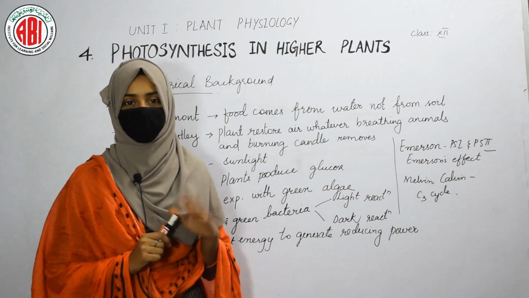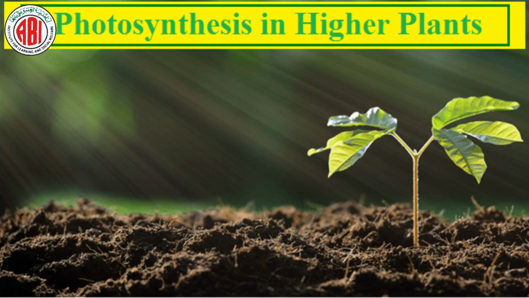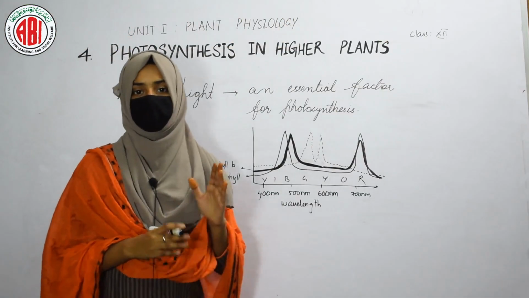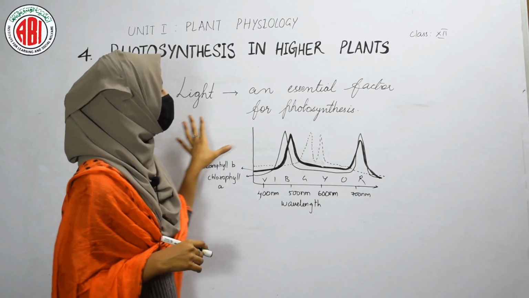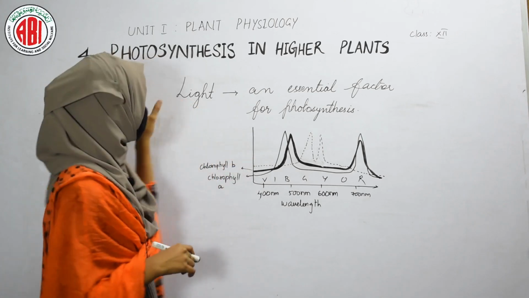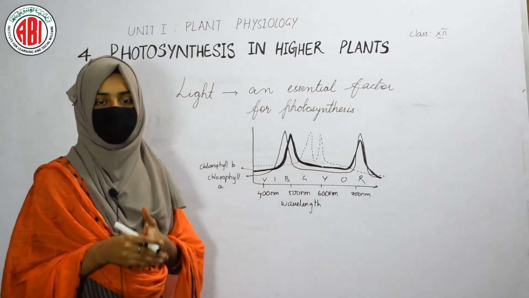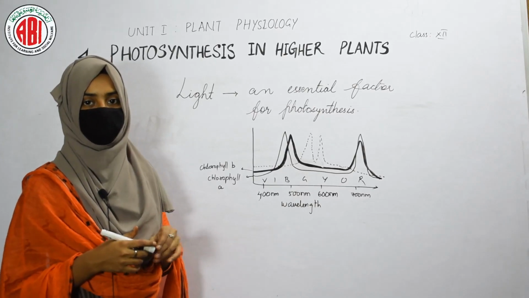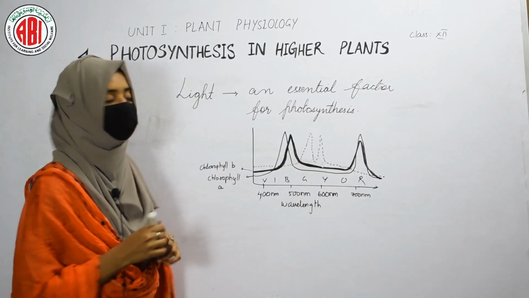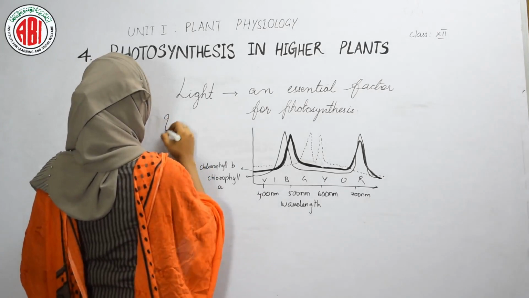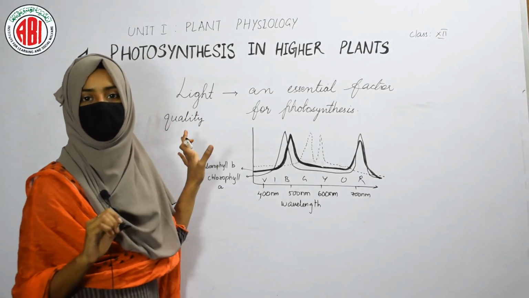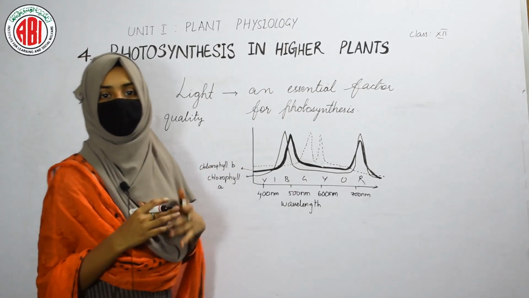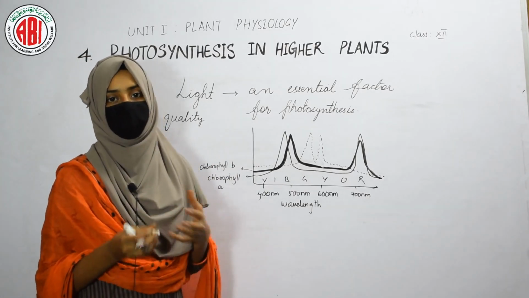In today's class, I'm going to explain the chapter photosynthesis in higher plants. So, let us discuss one of the essential factors for the process of photosynthesis, that is light. When we talk about the factor light, we need to take into consideration the quality of light. Here, the quality of light means which wavelength is absorbed by the pigment.